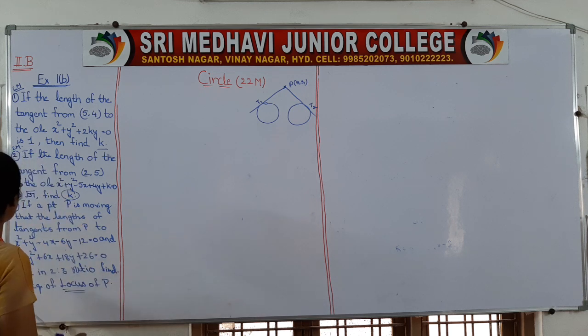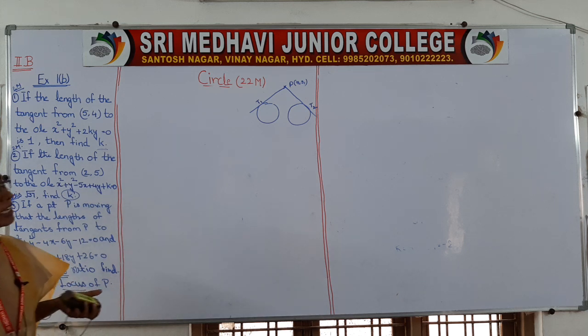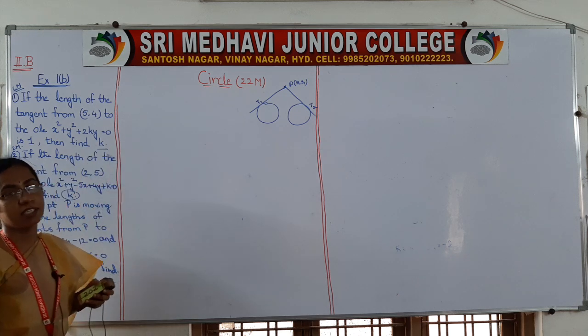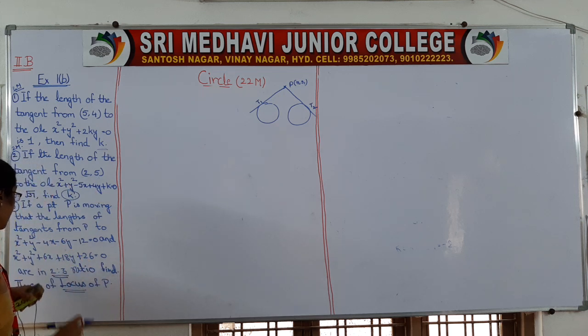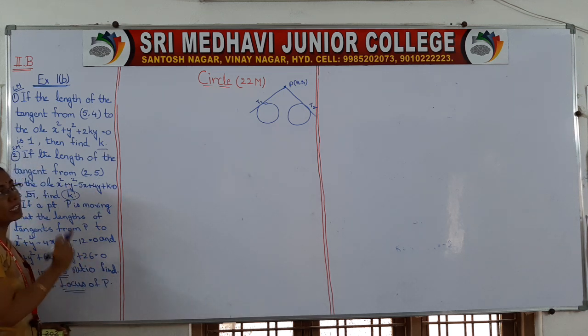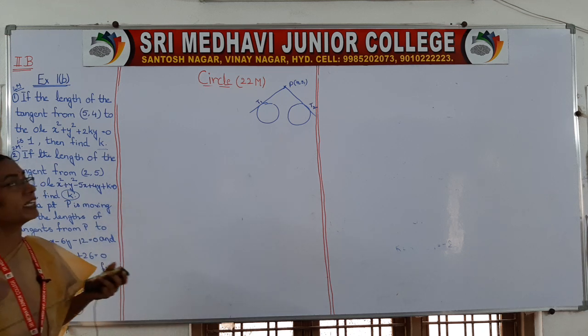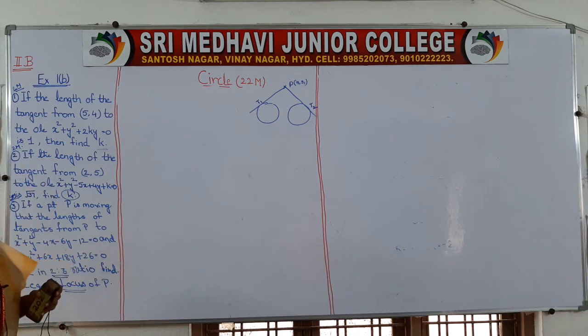In the question it is given that a point P is moving such that the lengths of the tangents from P to the first circle and second circle are in the ratio 2:3. If we take the ratio of the lengths of the tangent, they are in the ratio 2:3. Then find the locus of that point. Any equation in terms of x1, y1 is called the locus of that point.